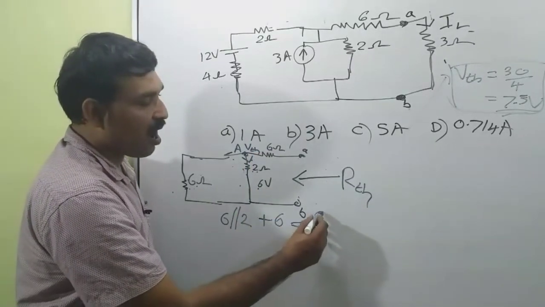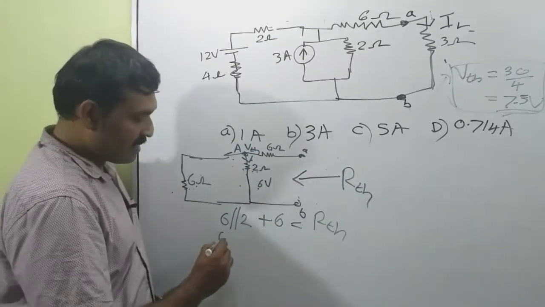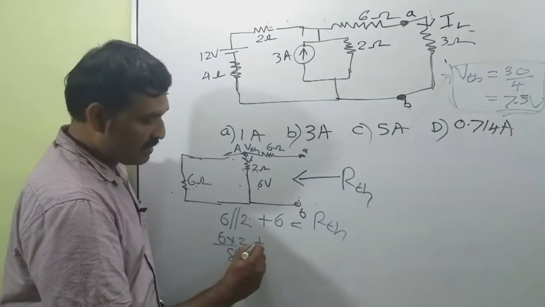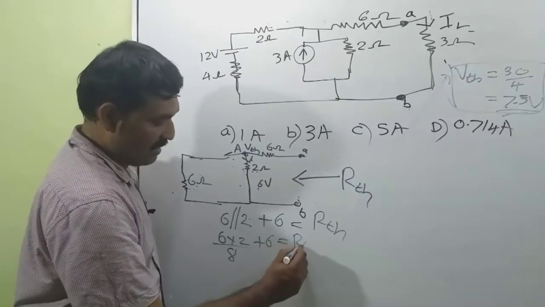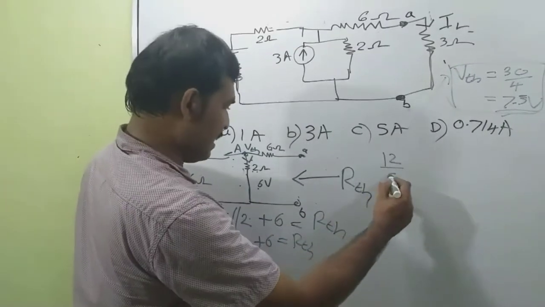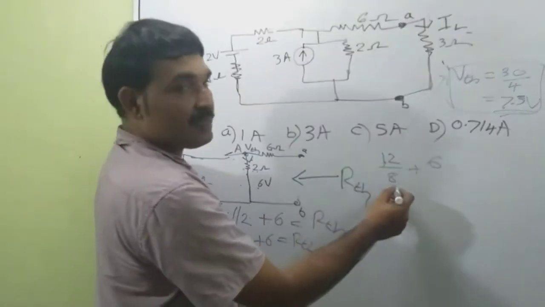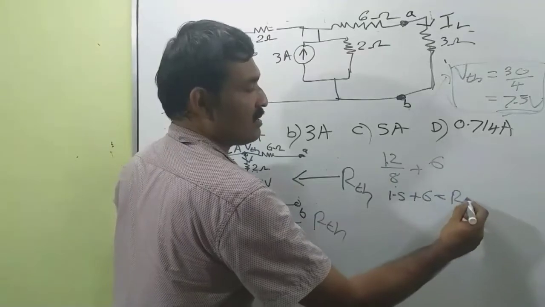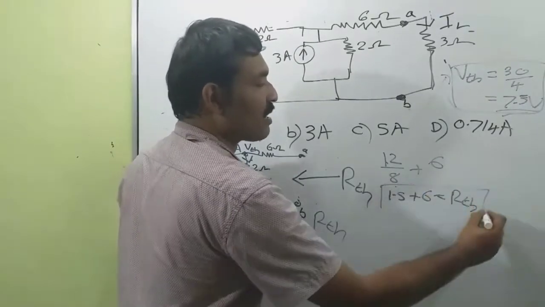This is our RTH: 6 into 2 divided by 6 plus 2, plus 6, that is equal to RTH. 6 into 2 means 12. 12 by 8 plus 6 is equal to 1.5 plus 6, that is equal to RTH. So we get the value of RTH also.